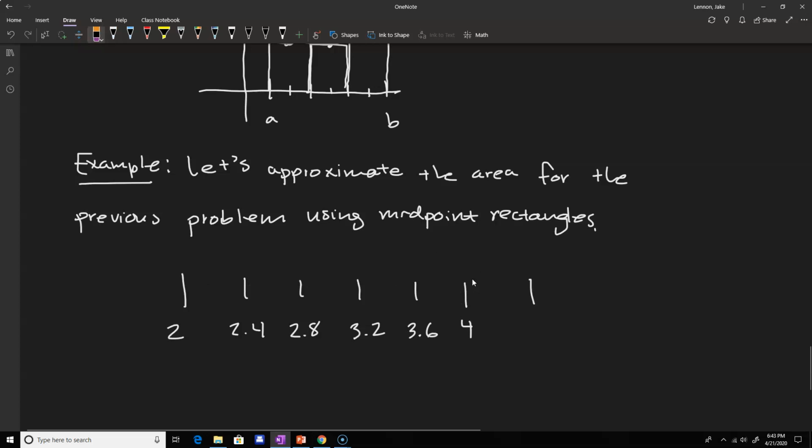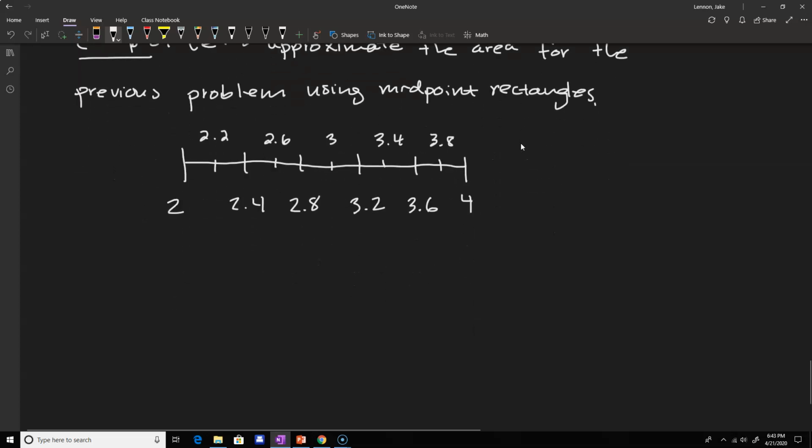I have a little bit of extra room. Hopefully it doesn't erase everything. Yep, sure did. So that was my partition last time. Now what I want to do is I just want to look halfway between each of those, and those are the midpoints I'm going to use. So I have 2.2, 2.6, 3, 3.4, and 3.8. And so those were the points I'd use to approximate this area.